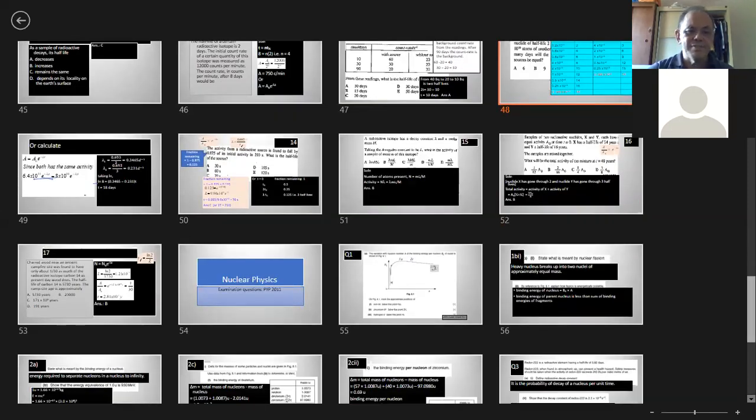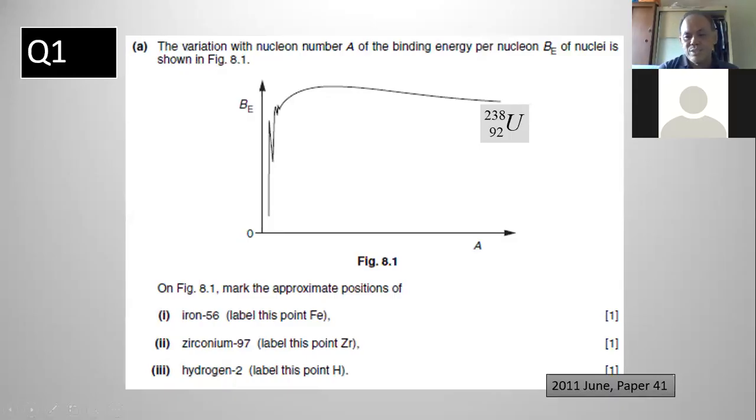Okay, let's try some of the recent past year paper. This one, 2011 June, paper 41. The variation with nucleon number A of the binding energy per nucleon is shown in the figure. On figure 8.1, mark the approximate position of uranium 236, iron 56, call that Fe, zirconium 97, and hydrogen 2 on the graph.